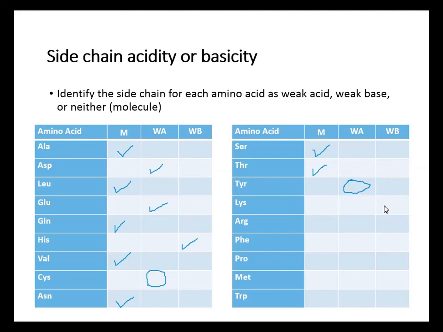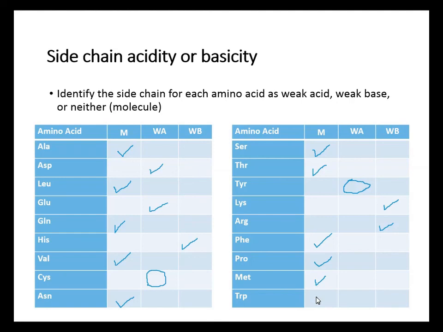Lysine has an amine group, and that's a weak base. Arginine has a complex guanidine group, and it also turns out to be a weak base. Phenylalanine has no functional groups other than the benzene ring, is a molecule. Proline, that just is a simple carbon side chain, is a molecule. Methionine, now that you found out cysteine is a weak acid, you may be wondering about methionine, but methionine doesn't have an H on the sulfur, it has a CH3, and so that turns out to be a molecule as well. There's no H plus that can do anything in that molecule.